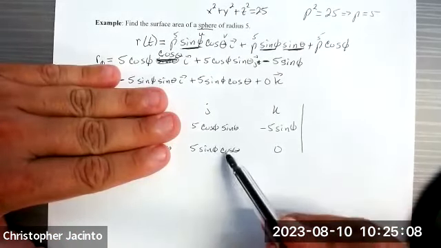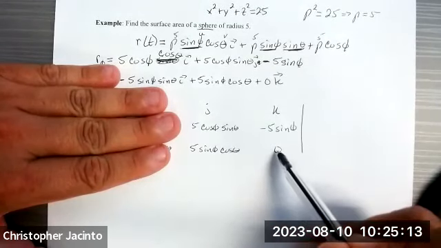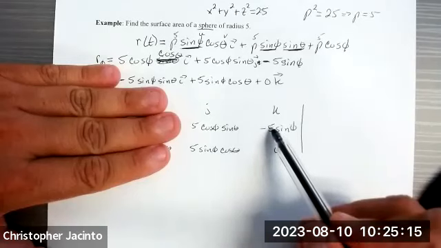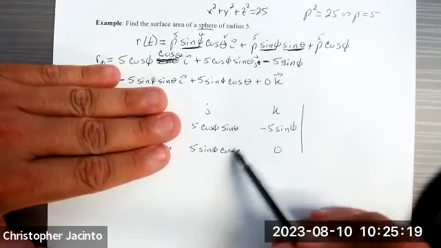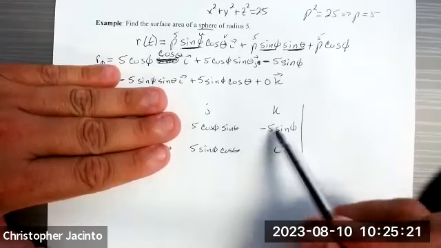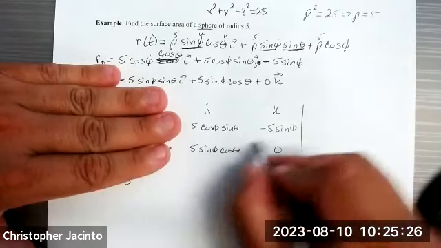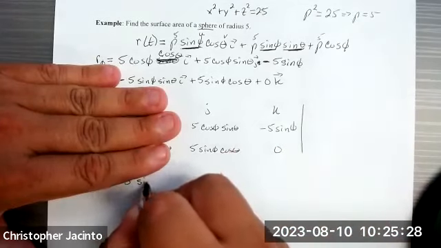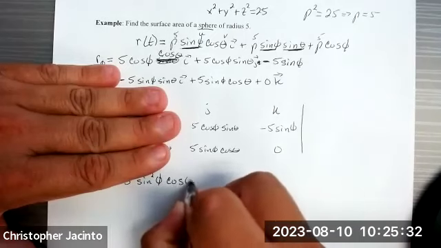So we have that times that. Okay, remember, it's this times this minus this times this. So minuses go away, gives you positive. So what's left over is the multiplication of these two put together. So you get 25, this stuff. So we get sine squared phi cosine theta.